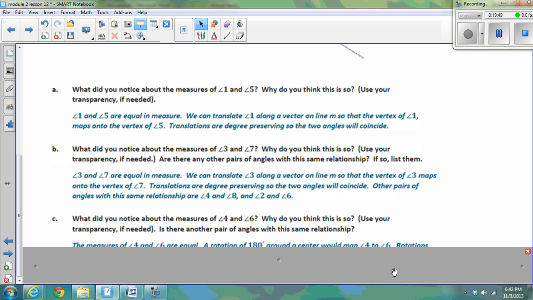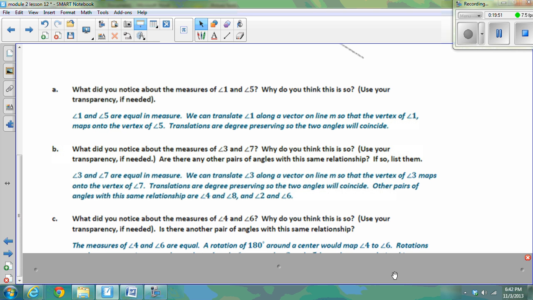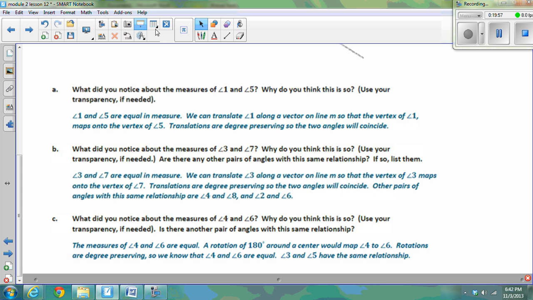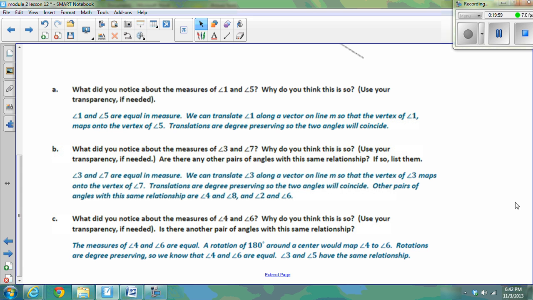And the last part, what did you notice about the measures of angles 4 and 6, and why do you think this is so? Is there any other pair of angles with this relationship? The measures of angles 4 and 6 are equal. A rotation of 180 degrees around a center, that orange dot that I had showed you, would map angle 4 to angle 6. So rotations are degree preserving, so we know that angles 4 and 6 are equal. Angles 3 and 5 have the same relationship. You have this information in your binder.